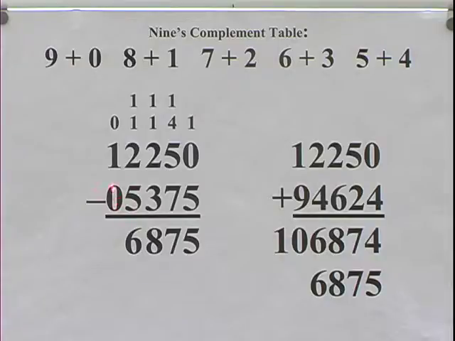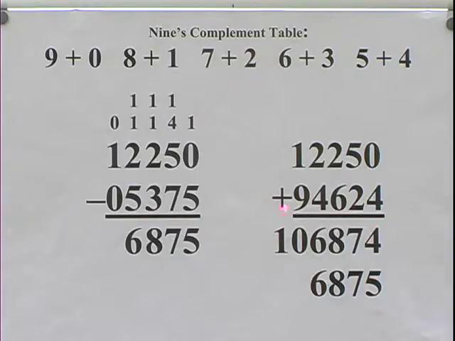What number added to 0 equals 9? 9. What number added to 5 equals 9? 4. What number added to 3 equals 9? 6. What number added to 7 equals 9? 2. What number added to 5 equals 9? 4.